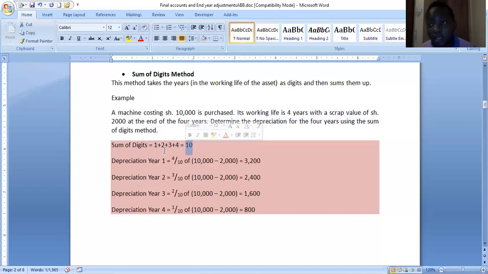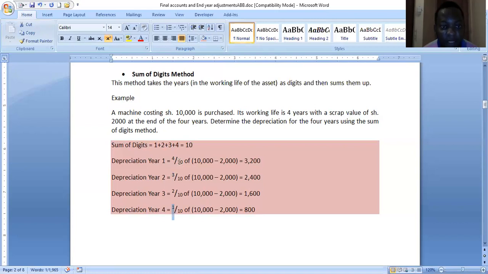And then after getting the sum of digits, to get the depreciation for every year, we reverse the number of years, from the beginning to the end. So if the working life is 4 years, then we begin with 4, year 2 will take 3, year 3 will take 2, and year 4 will take 1. So year 1 will take 4, year 2 will take 3, year 3 will take 2, and year 4 will take 1.